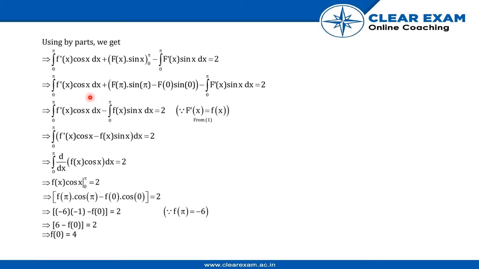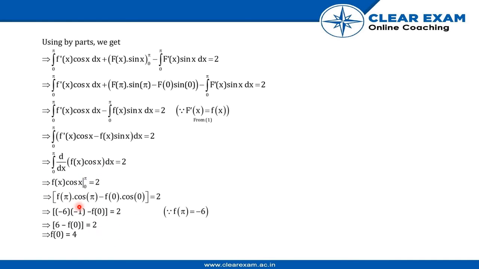Now using integration by parts, we can split the above equation into two parts, that is, [f'(x) cos x + f(x) sin x] from 0 to π minus the integral from 0 to π of f'(x) sin x dx, that is equal to 2. Which gives the integral from 0 to π of (f'(x) cos x - f(x) sin x) dx equal to 2.